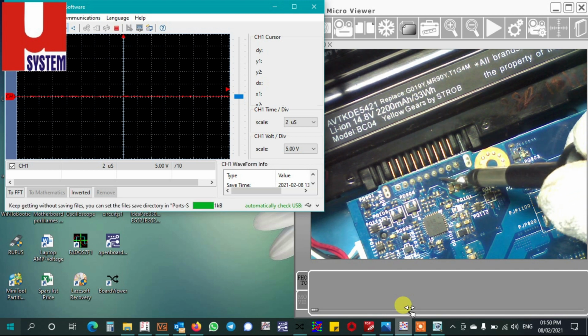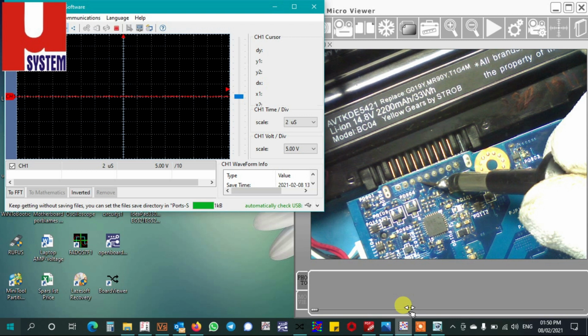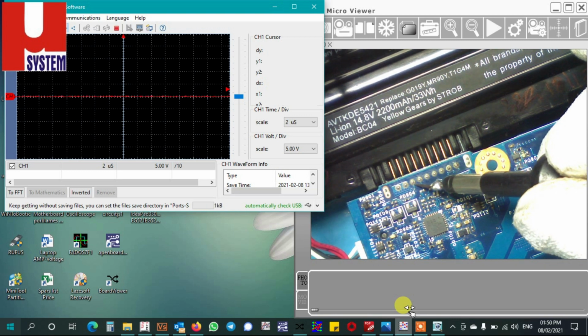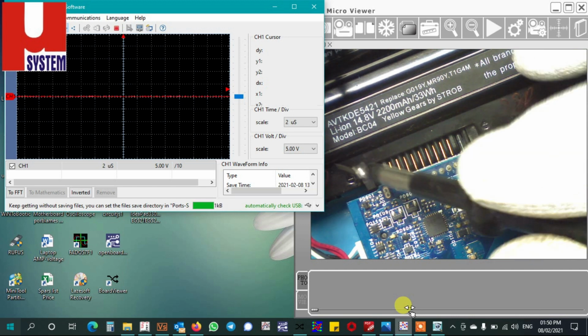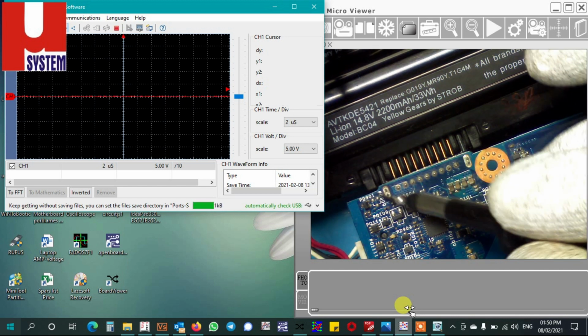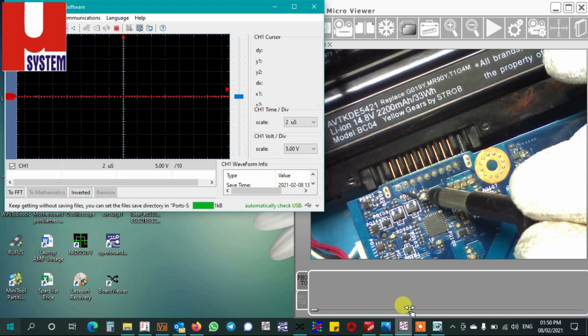These 3, 4, 5 and 6, 7 are the data lines which are communicating between the motherboard and the battery. And these 2 are negative. Here you can see the negative symbol. This is a negative point.